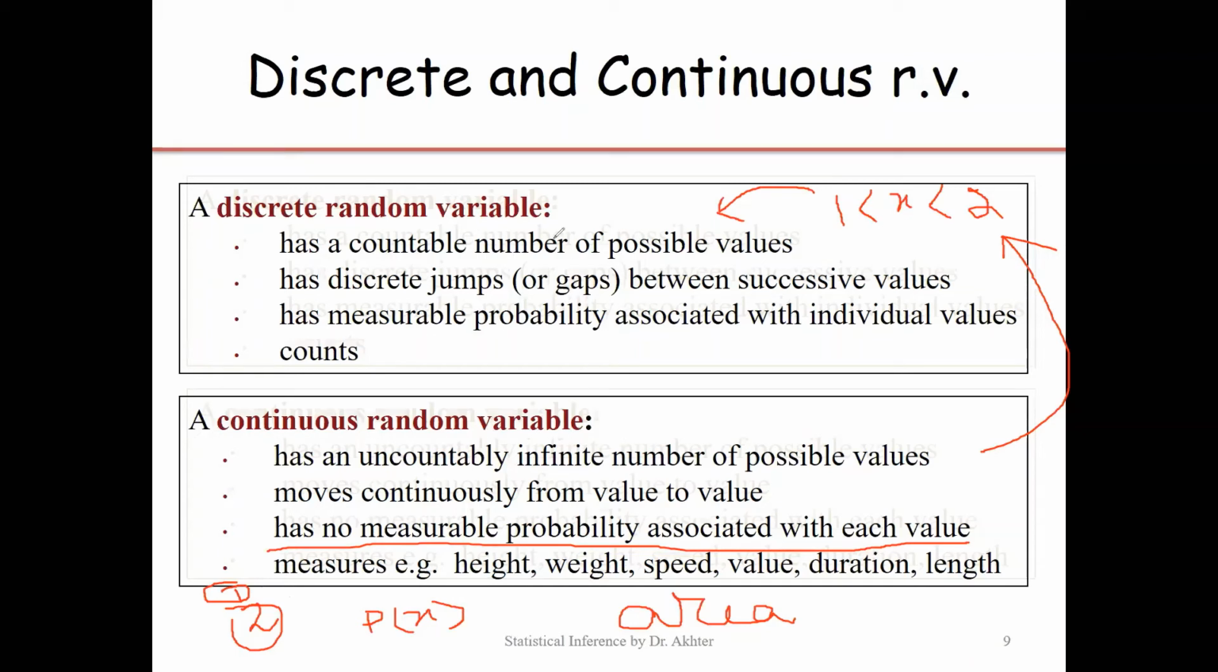Suppose I am writing the probability x is equal to 1. In the case of a discrete distribution, the probability of x equal to 1 may exist. It may be 0.5, it may be 0.25, it may be 0. But in the case of a continuous distribution, it is always 0. We cannot define it, because the area from 1 to 1 is 0.